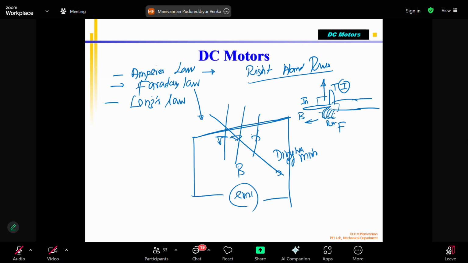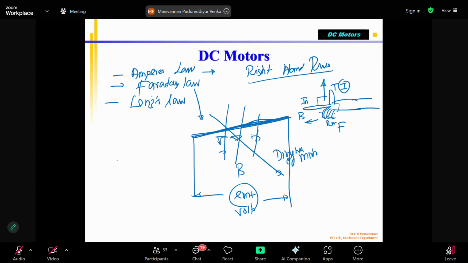We call it EMF, electromotive force. The unit for that is volts. Correctly, we say a generator produces EMF, and the unit for EMF is volts, but we always say voltage. So if there's a magnetic field coming from top to bottom, and perpendicular to that I take a wire and move it, then an EMF is induced.